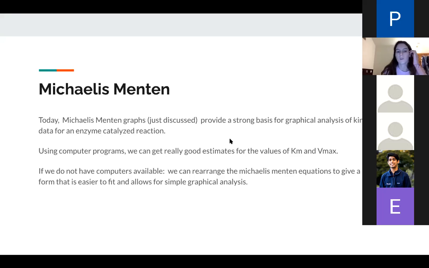But if we don't have a computer available, or like in the past, what they would do to analyze the data that we get from these kinetics is to rearrange the Michaelis-Menten equation and give a linear form. And this linear form is really easy to fit, and also it allows for pretty simple graphical analysis.